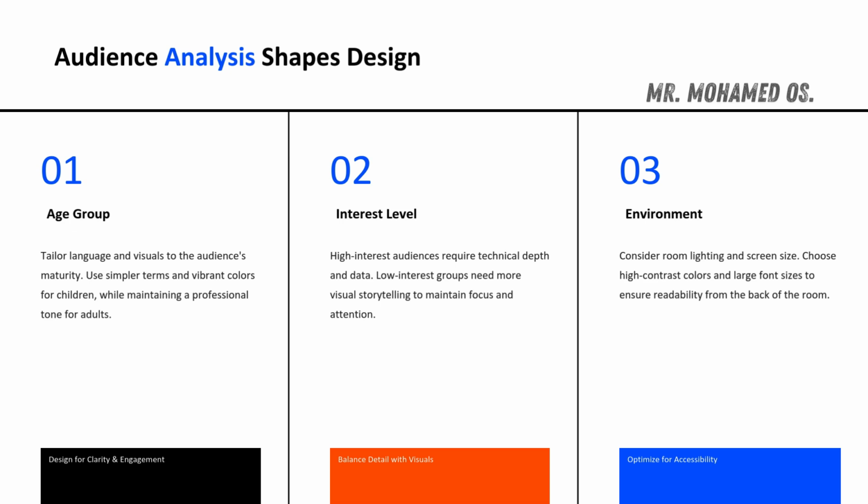For font choice, stick to sans serif fonts like Arial or Calibri. They are simply easier to read on a digital screen than serif fonts. We also rely on the 6x6 rule. Aim for no more than 6 lines of text with a maximum of 6 words per line. This forces you to be concise and prevents text-heavy slides.